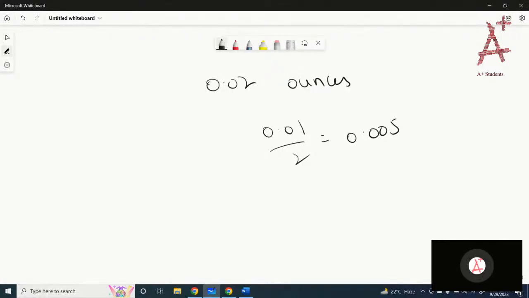Okay, the next one is, what is the greatest possible error for 8 kilometers? So 8 kilometers is a whole number. So divide 1 by 2. So 1 by 2 is 0.5. So that means in the case of a whole number value, the answer is always 0.5. Got it?